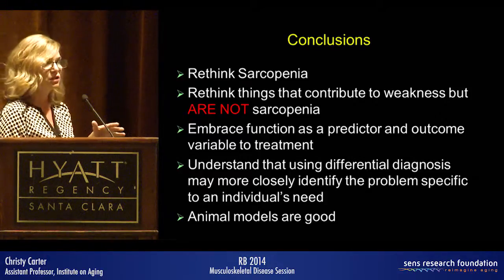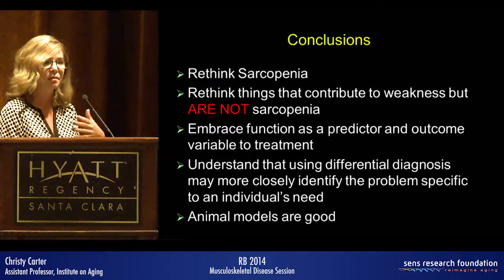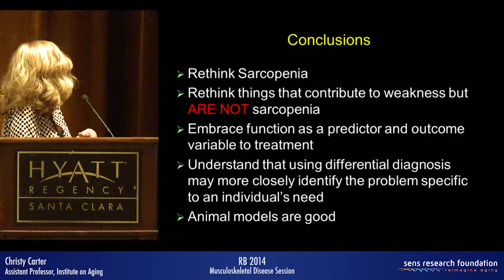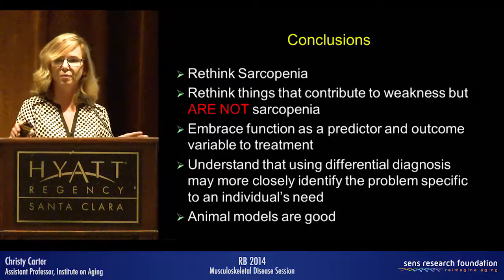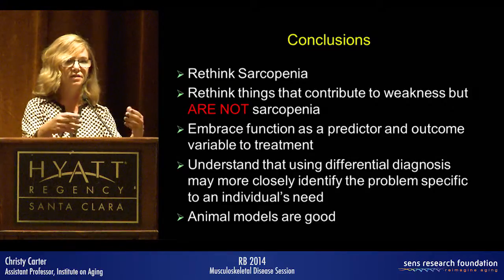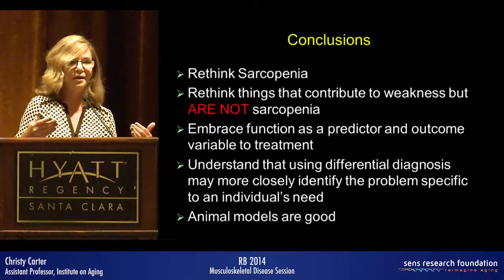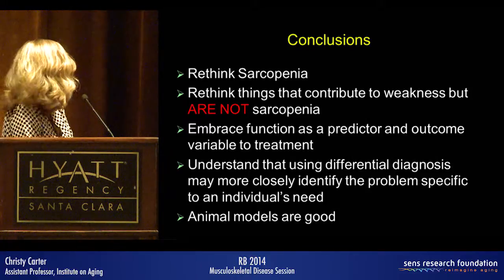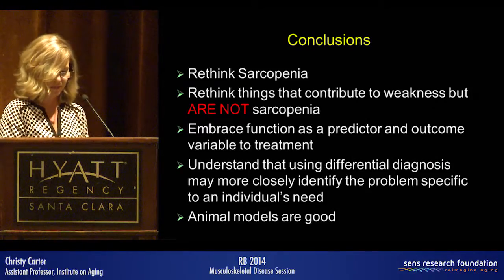We should embrace function as a predictor and also as an outcome variable to treatments because it's real life, and this is what people need and want to maintain their health spans. And with this differential diagnosis, we can use behavior to inform the physiology about what is going on in a system. And then from there, we can take a simple assessment of behavior and decide on tailoring treatments for people. We could do the same thing by using behavior to tailor a treatment for an individual once we understand this. And animal models are good because they can help us do that. And that's it. Thank you.